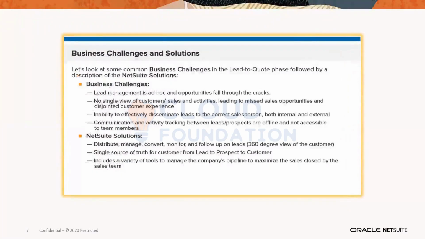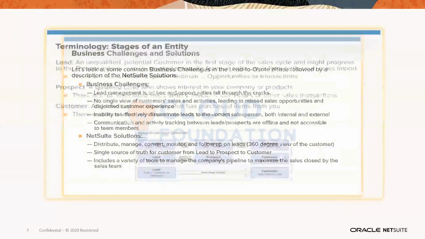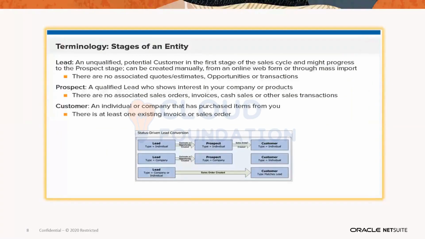There are some business challenges. There are certain NetSuite solutions that can be provided for that. So this is what I wanted to show you. If you see my screen, lead individual, lead company, and then lead. So whenever you create an opportunity, it is getting converted to a prospect. You see this. And from the prospect, if you put in a sales order, it's getting converted to a customer. So likewise from the lead, if you create a sales order directly, it becomes a customer. Any questions on that?